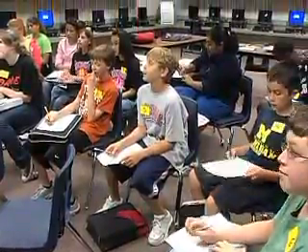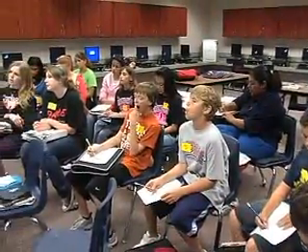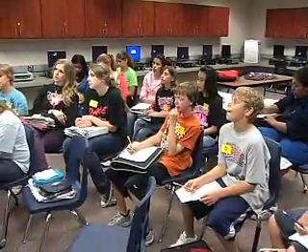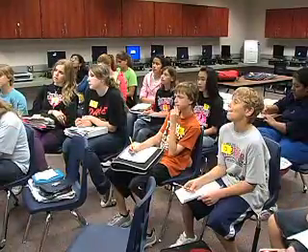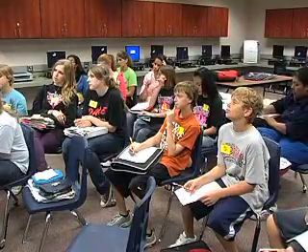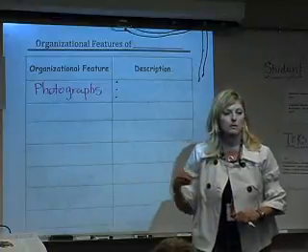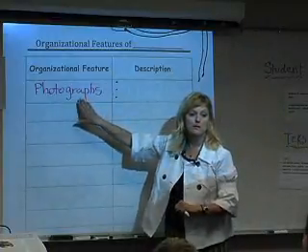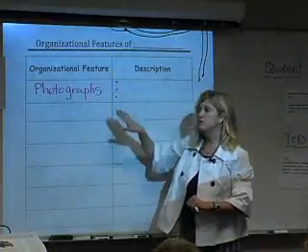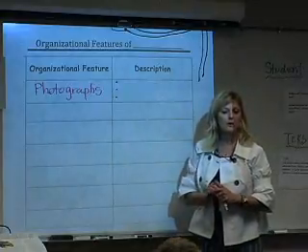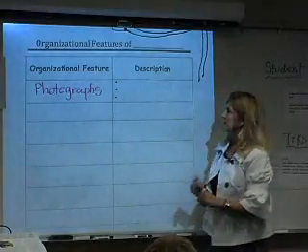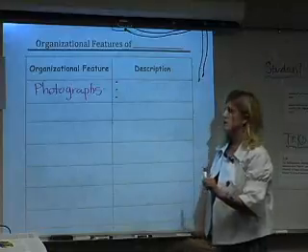Now, let me tell you what we do on the right-hand side where it says description. We're going to describe this feature. What are its characteristics? Where is it on the page? How does the reader use that particular feature? So describe this for me. Talk about the photograph that you saw on that page. I'll give you an example. Let me get us started.